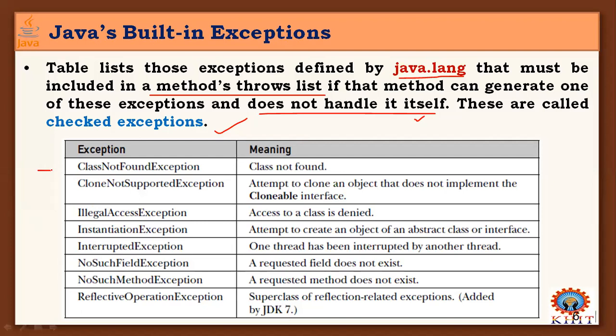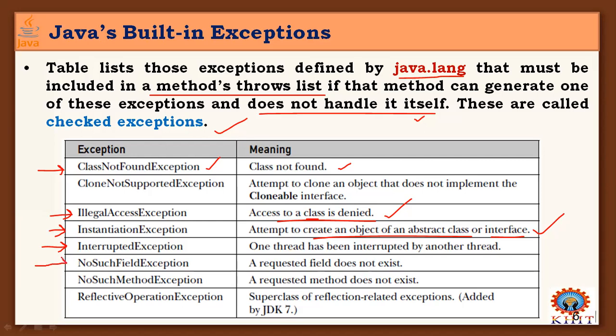ClassNotFoundException, that's the class not found. IllegalAccessException means we are trying to access a class, but the access to the class is denied. In that case, this exception will be generated. Okay, InterruptedException, InstantiationException: an attempt to create an object of an abstract class or interface automatically creates an instantiation exception. You are not allowed to create any object of this abstract class or an interface.